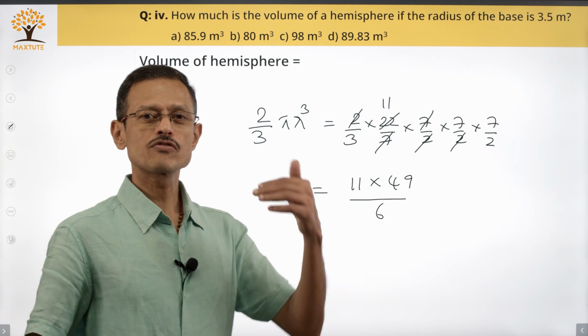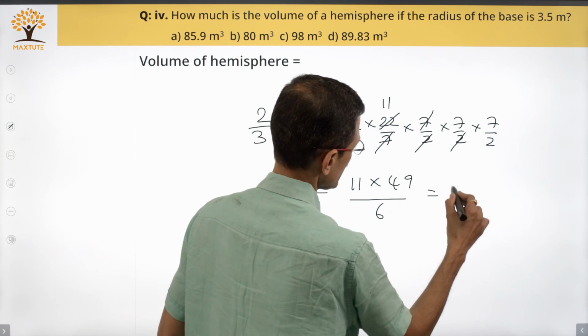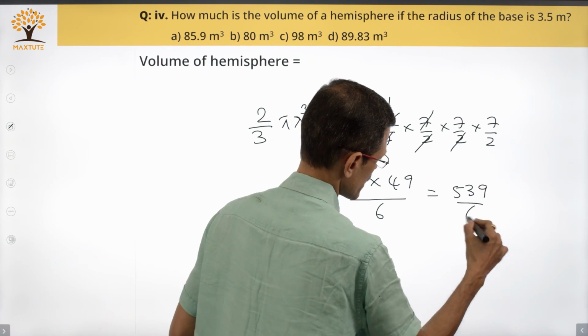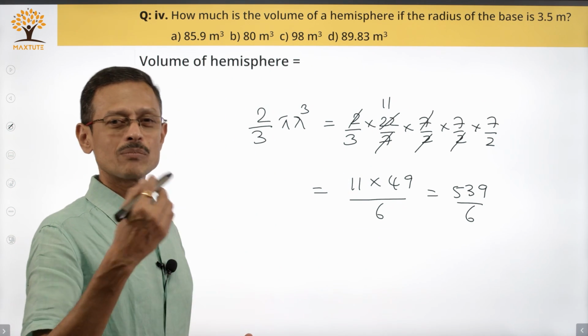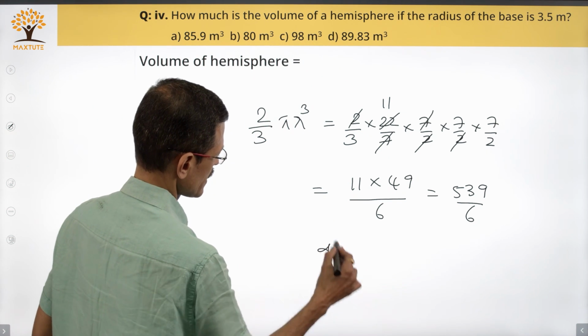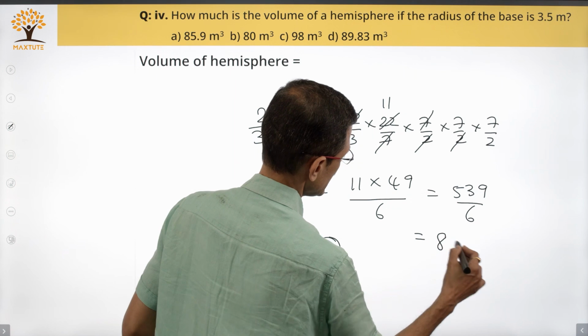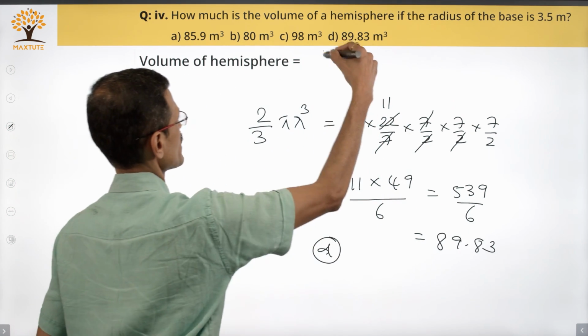49 times 11: 49 times 10 plus 49, which is equal to 539. 539 divided by 6 is the answer. 540 by 6 is 90. So it will be a little less than 90, greater than 89 in fact. Which answer option fits the bill? That's equal to choice D, right? The correct answer to this question is 89.83 meter cube, right? D is the answer to this question.